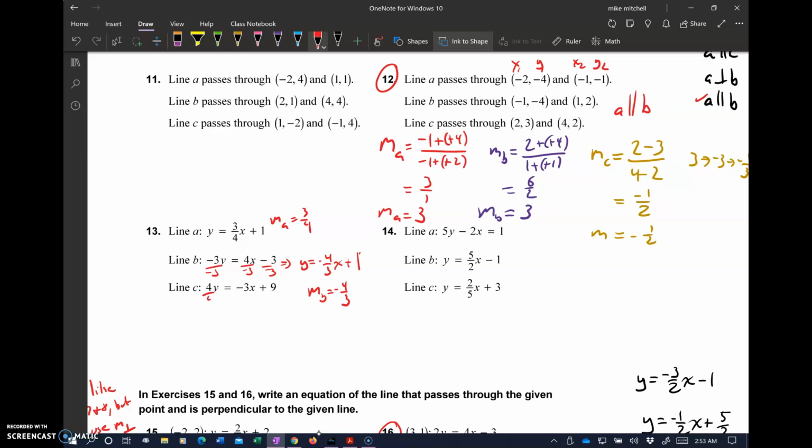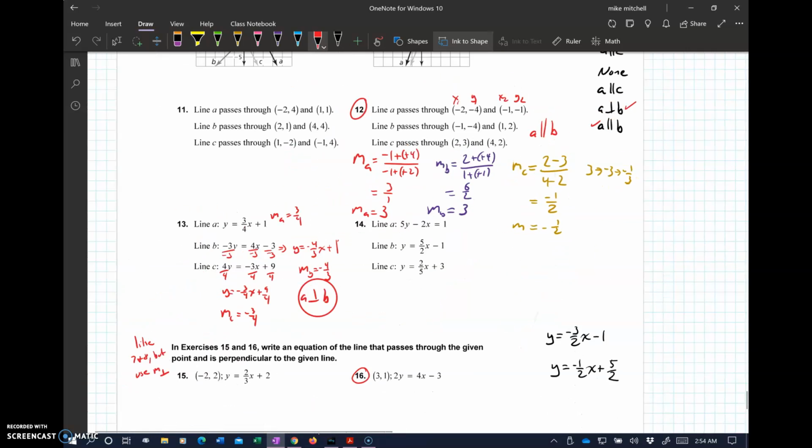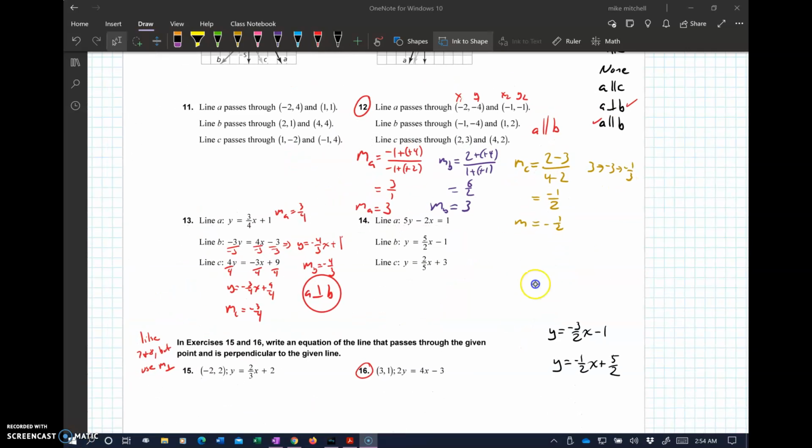And then again, you can divide by 4, divide by 4, divide by 4. Y equals -3/4 x plus 9 over 4. Don't worry about that. Slope of line C is -3/4. So I've got my perpendicular, that's -4/3. A is perpendicular to B. I got a couple of those to choose from over there, and keep it going like that.